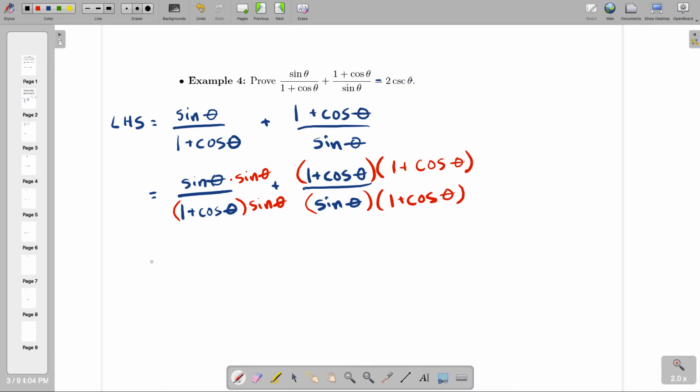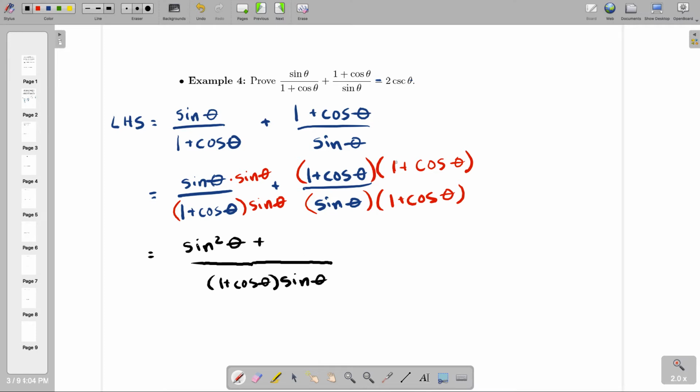So what we get left with here is sine squared theta in the first term plus 1 plus cosine theta squared. This is 1 plus cosine theta on bottom times the sine of theta.